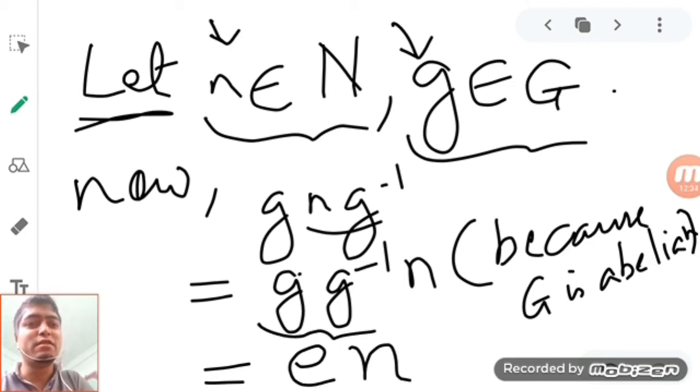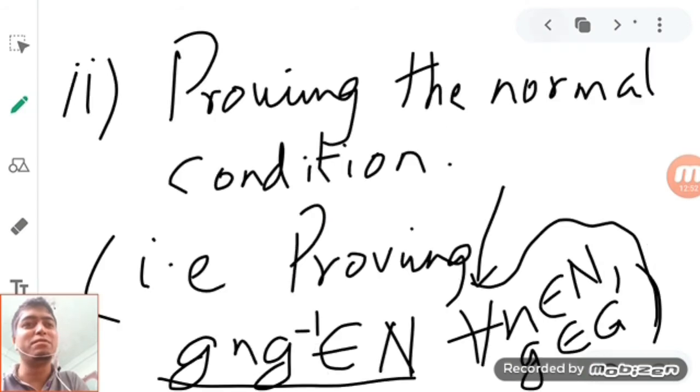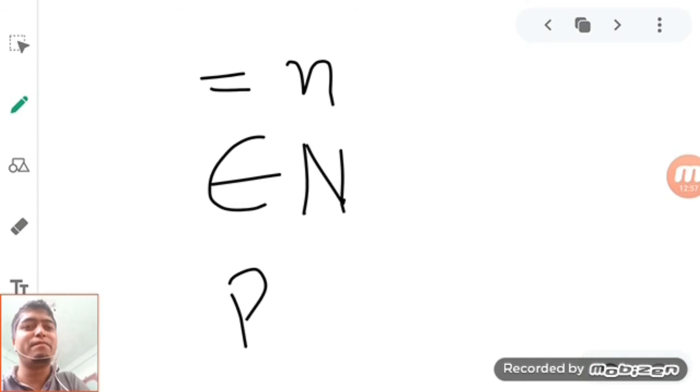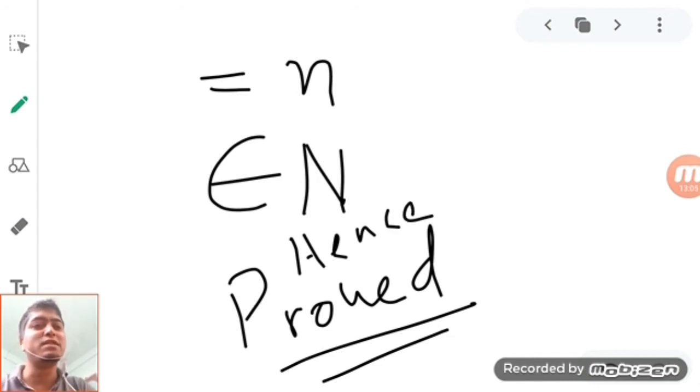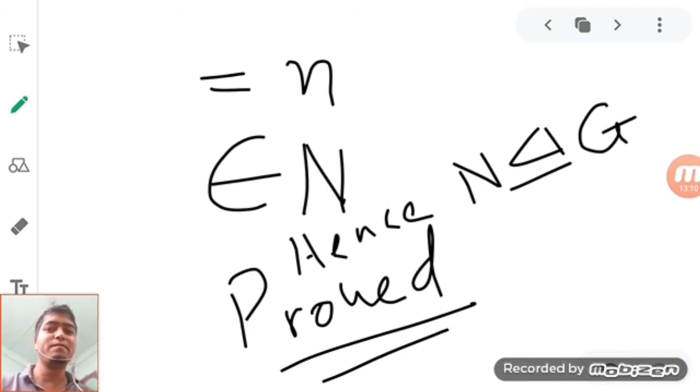g and g inverse, we can combine together, and it will form the identity e. Then e and n, if you combine them, you will get n. So you have got it to be equal to n, but n belongs to capital N. So we are done. The proof is completed. Hence, we have finished proving the two conditions. Hence, N is a normal subgroup of G.